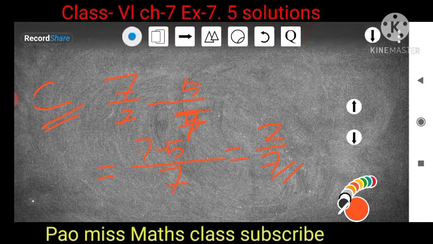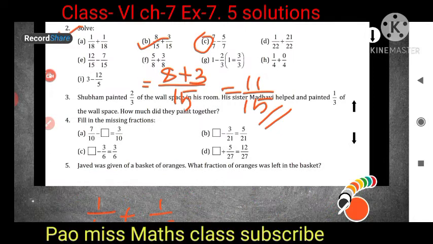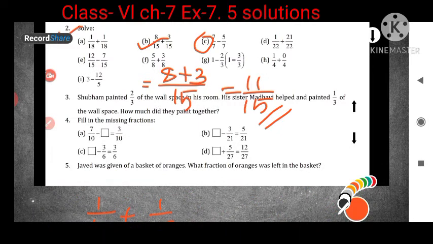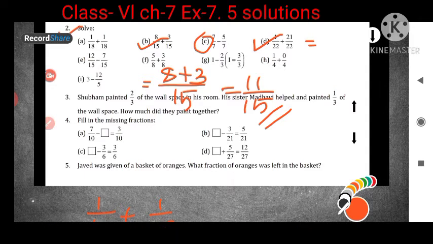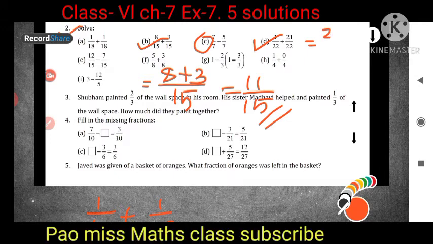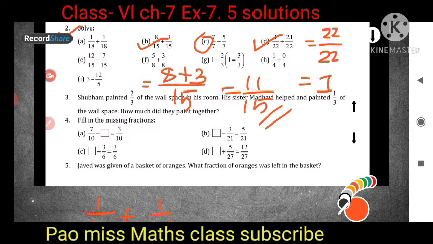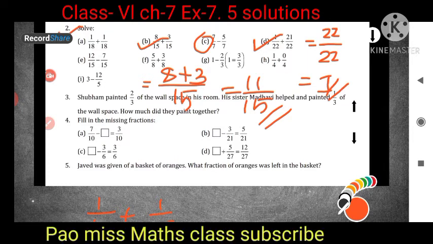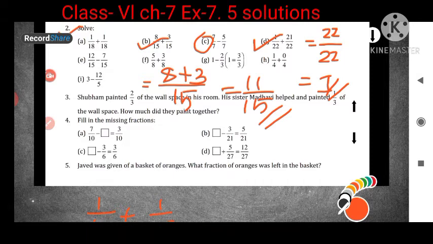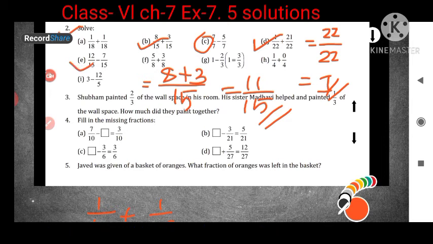Okay, hope you have understood. Now come to the next question. You can see D is given 1 upon 22 and 21 upon 22. That means you will add, 1 plus 21 will give 22. Now 22 upon 22 will be equal to 1, because 22 divided by 22 is 1. So the answer for D is 1. In the same way, E, F.